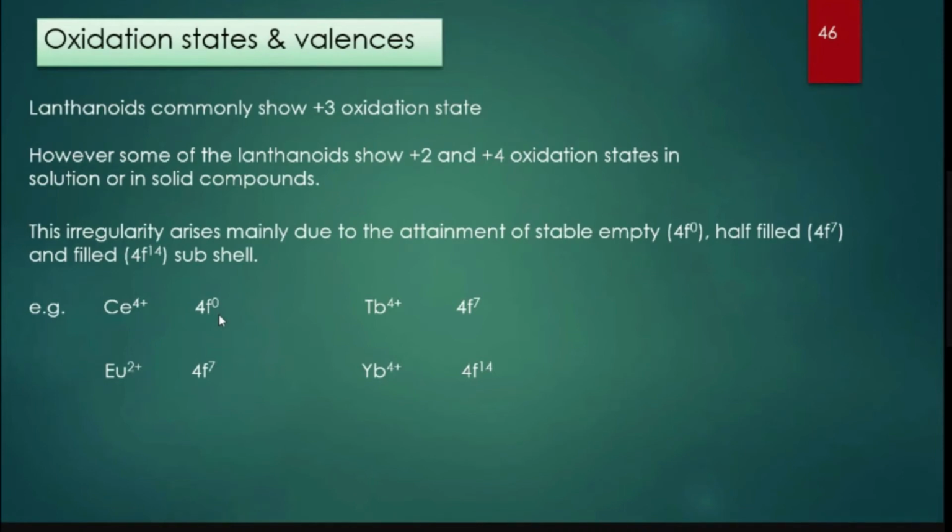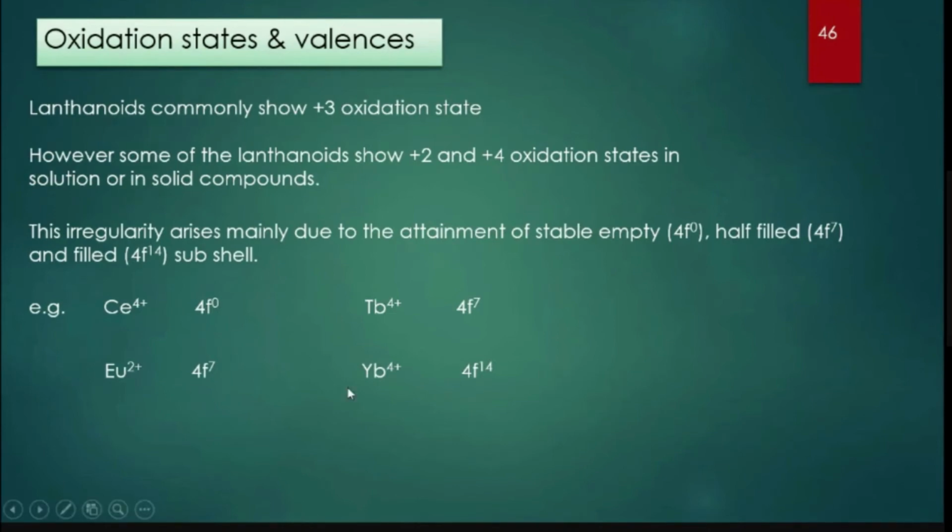Here are some examples. Cerium, when it becomes cerium 4+, has an empty 4f orbital, thereby attaining stability. So in order to acquire stability, cerium loses 4 of its valence electrons, having an empty 4f orbital. Similarly, terbium in its +4 oxidation state is stable because of having a half-filled 4f orbital. In any f orbital, maximum we can accommodate 14 electrons, but here it has 4f7, which is half of its capacity. So terbium in its +4 oxidation state attains stability.